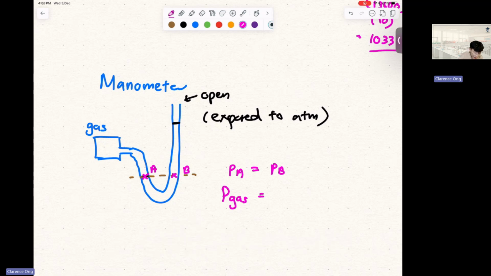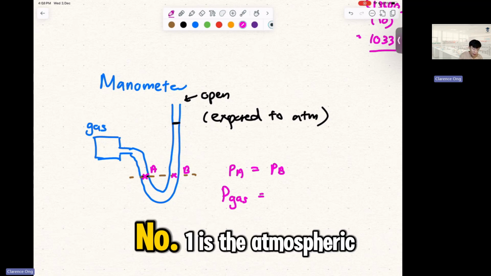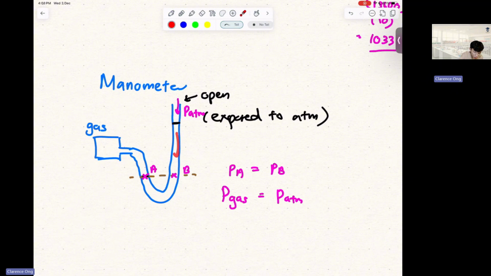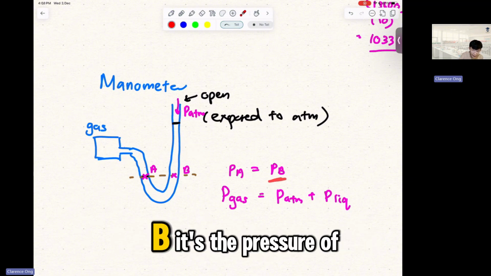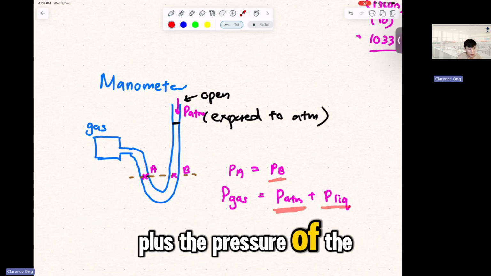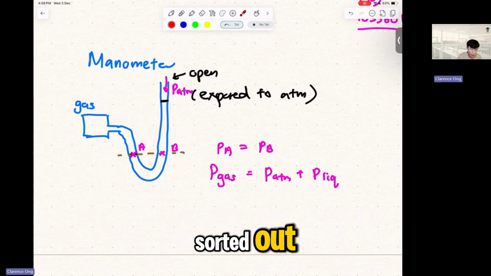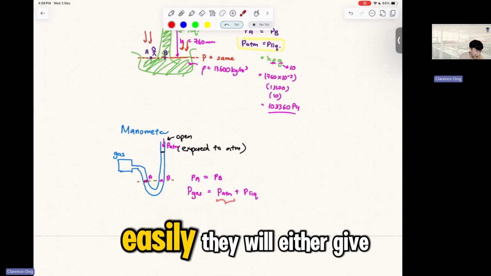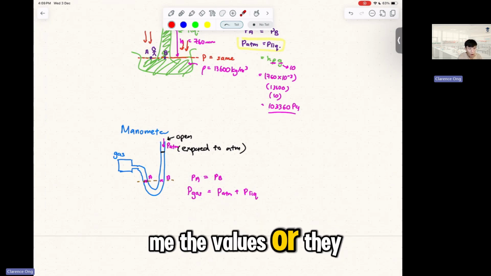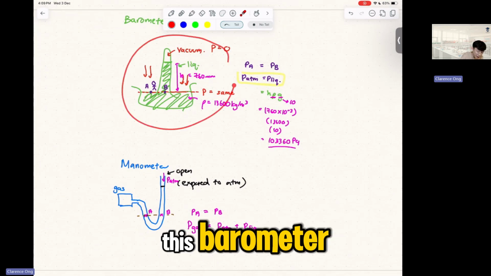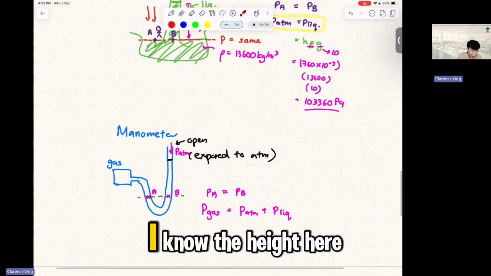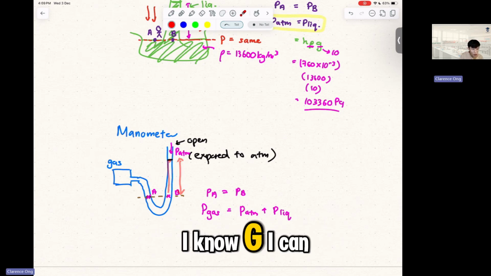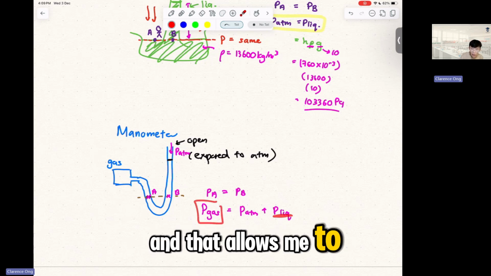And the pressure at B is attributed to 2 things. Number 1 is the atmospheric pressure because it's exposed to the atmosphere. Number 2, it's also exposed to the liquid here. That's why the pressure at B is the pressure of the atmosphere plus the pressure of the liquid. Once we have that sorted out, we will be able to find the pressure of the gas. I can find the pressure of the atmosphere easily. They will either give me the values or ask you to calculate using the barometer. Then for the pressure of the liquid, I know the height here, I can measure it using a ruler, I know the density of the liquid, and I know g. I can calculate this as well, and that allows me to calculate the gas pressure.